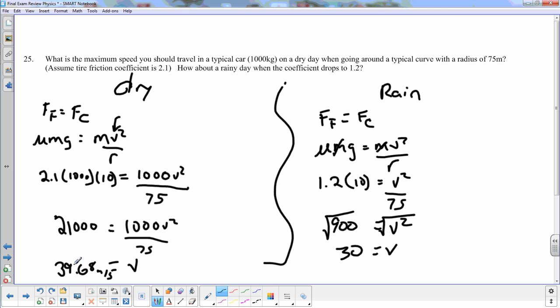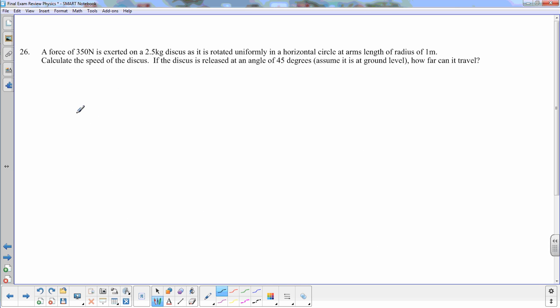A force of 350 newtons is exerted on a 2.5 kilogram discus as it's rotated in a horizontal circle at arm's length of 1 meter. Calculate the speed of the discus. That's not hard. The force is 350, so we know it's going around in circles. And we know the equation is mv squared over r. And I have an m, and I have an r, and I have an FC. So 350 equals 2.5 v squared over 1 meter.